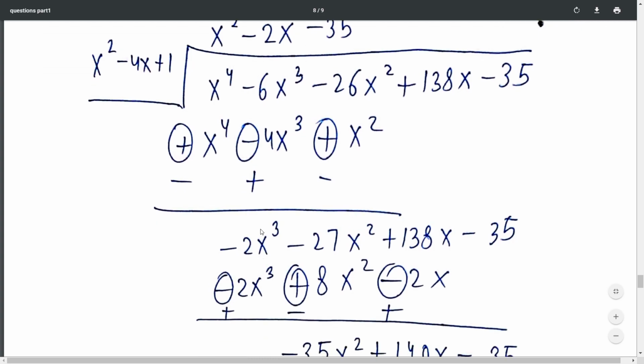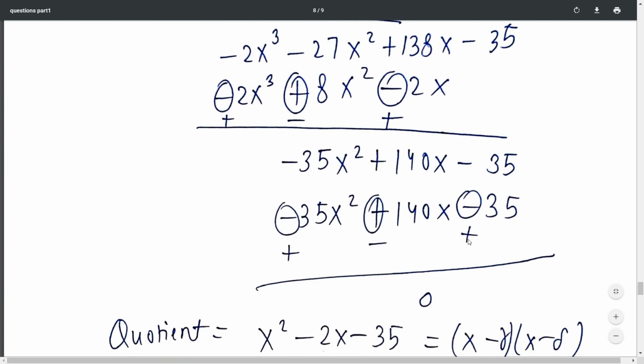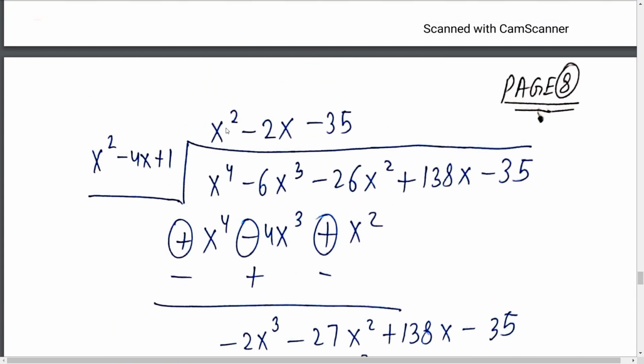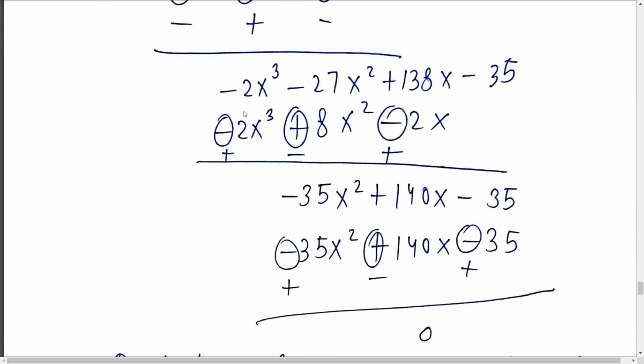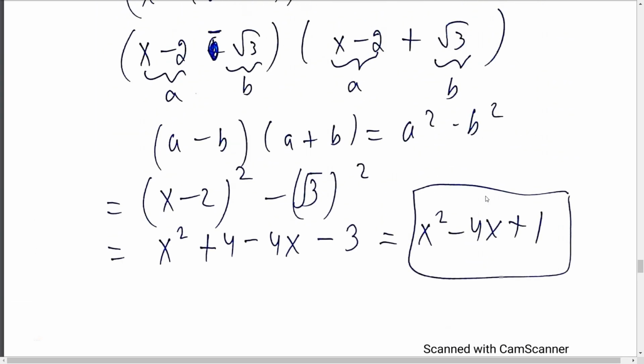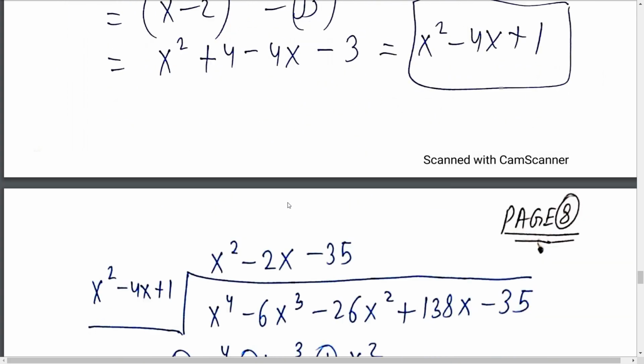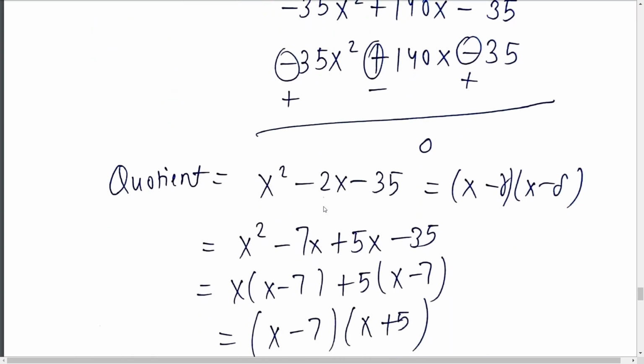So the aim is to get this. On solving, you'll get that the remainder comes as 0. So the remainder is 0 and the quotient comes as x² − 2x − 35. So the quotient is this, and this is equal to (x − γ)(x − δ). I've already shown you here, right? See, on dividing this, I'll get (x − γ)(x − δ). So (x − γ)(x − δ) comes as this.